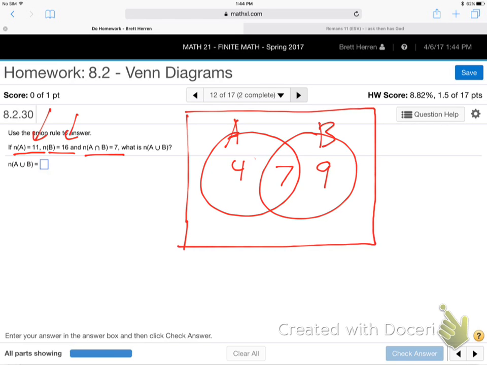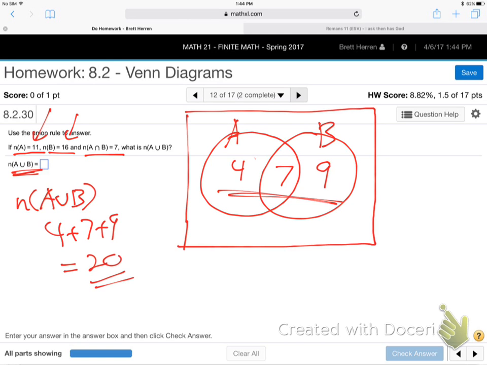All right, now what's their question? What's the number in A union B? The number in A united with B. What does unite mean again? Combine them all together. 4 plus 7 plus 9, which is 20. That makes sense? We good? All right.